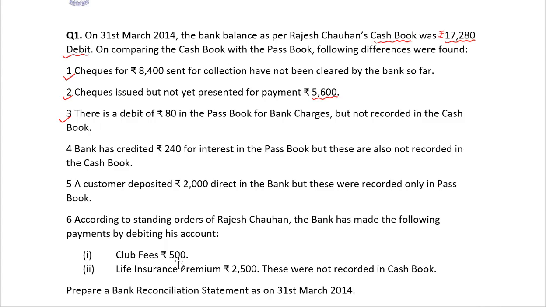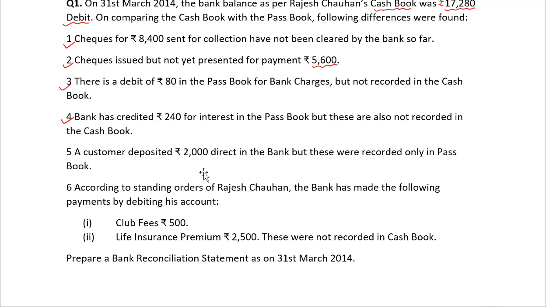Point number 3, there is a debit of 80 in the passbook. That means there is a minus of 80 in the passbook for bank charges, but in the cash book it is not reflecting right now. Later on it will reflect. Fourth, the bank has credited 240 for interest in the passbook. That means it is added in the passbook, but it is not recorded in the cash book. Later on it will reflect.